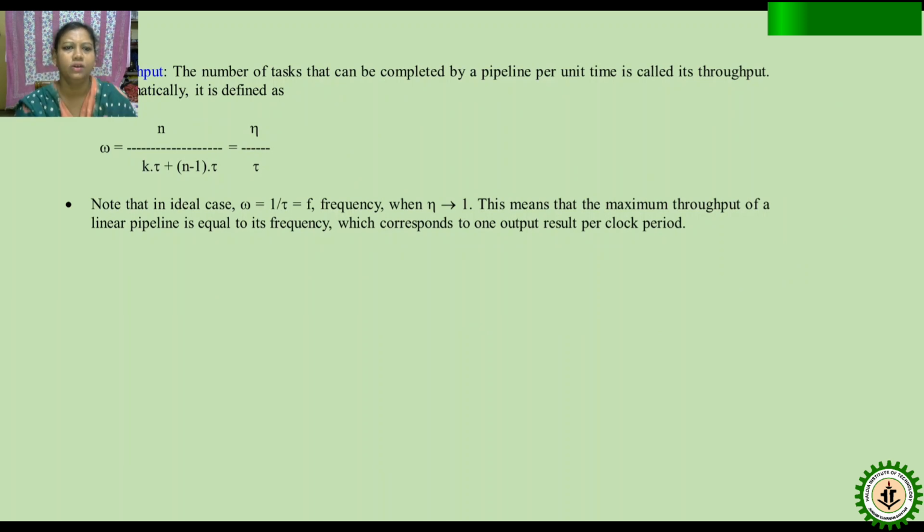Finally, the throughput: the number of tasks that can be completed by a pipeline per unit time is called its throughput. Mathematically it is defined by omega, that is n by k into tau plus n minus 1 into tau, which is eta by tau. So again, what is the ideal case? Omega equals 1 by tau, that is the frequency, when eta tends to 1. That means the maximum throughput of a linear pipeline is equal to its frequency.